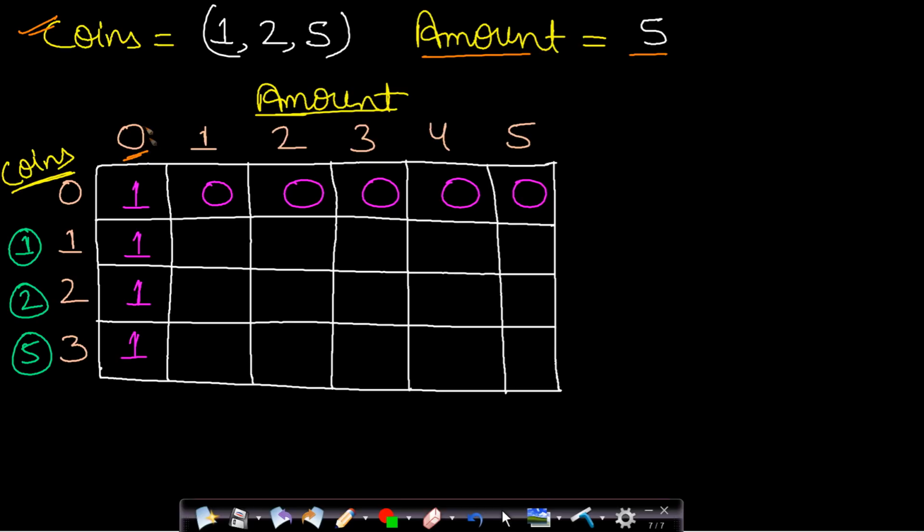Because if you are required to form amount 0, then what will you do? You will have to exclude all the elements. And if you have no element, then also you can form this amount 0. Therefore, there will always be one possible way to form amount 0, by excluding all the elements. So the first row will have all zeros except for the first column. Now all the elements in the first column will be 1, because you can always form amount 0 by excluding all the coins. So this is how we have filled the first row and first column. Now let us fill all the other cells.